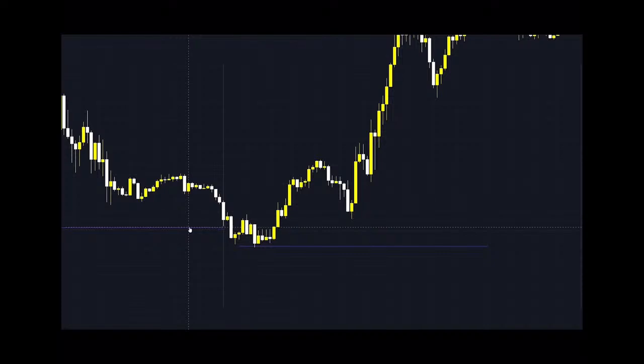This was the low point of this day. This is the midnight line. When the next day opened, it came down here and grabbed liquidity and just left, taking the liquidity below the previous day's low and skyrocketing to the upside.